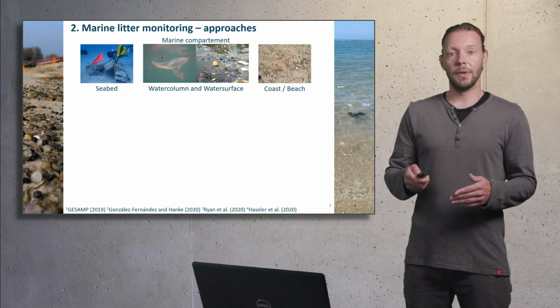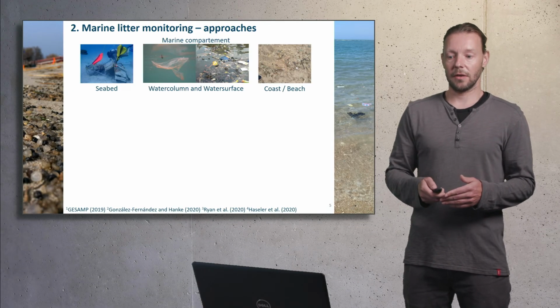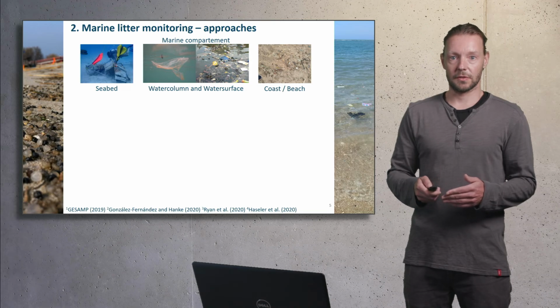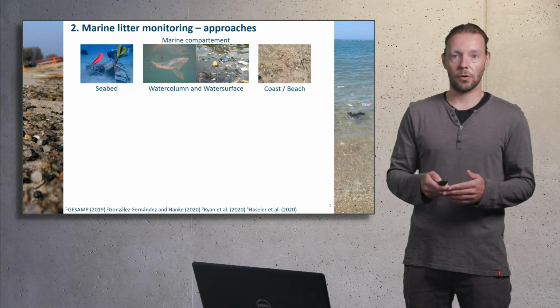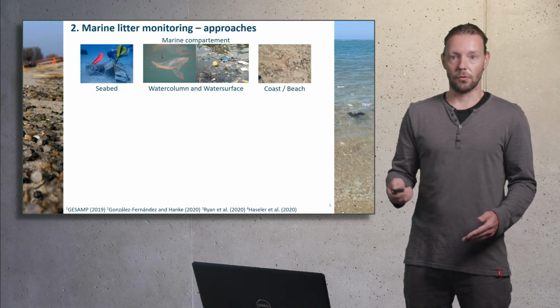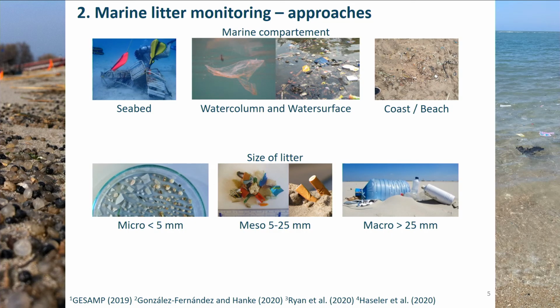So, marine litter monitoring can be done in different marine compartments, for example, on the seabed, in the water column, on the water surface, or on the beach. And it can focus on litter in different size classes. So for example, micro litter, meso litter, or macro litter.